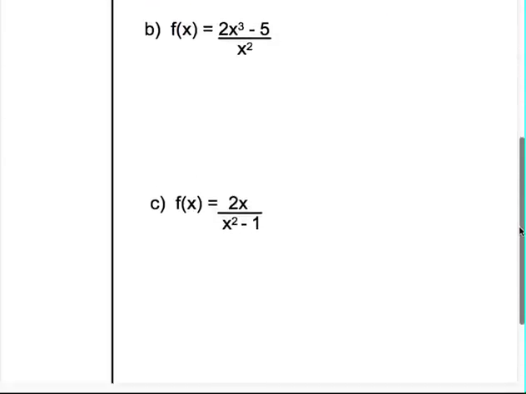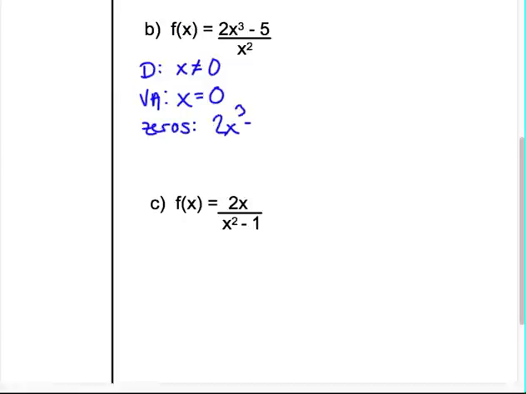All right, so example B, again, we want to find that restricted domain, so that's where the denominator equals 0. In this case, x squared equals 0, or x cannot equal 0. So our vertical asymptote would be the line x equals 0. And then to find the zeros, we set the numerator equal to 0. So on this one, I'm going to add 5 and divide by 2. So I have x cubed equals 5 halves.